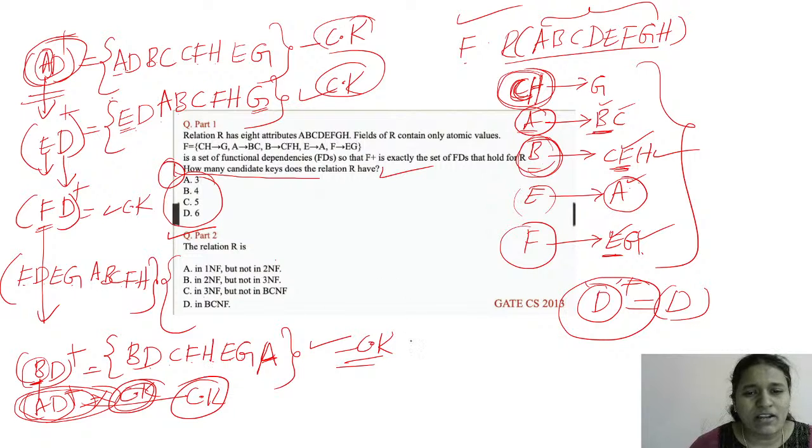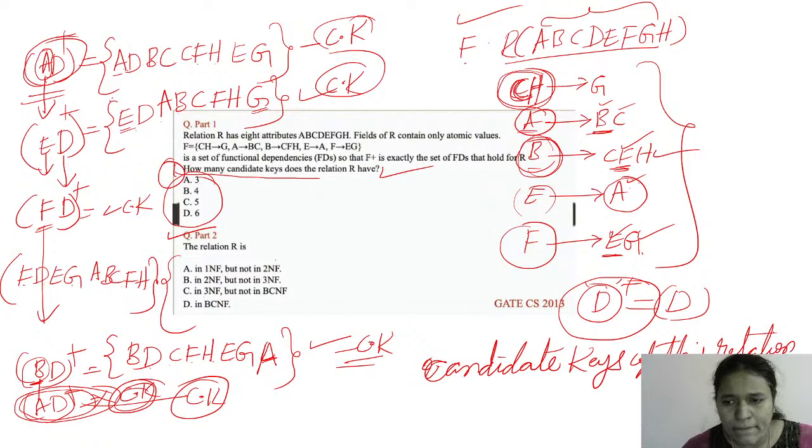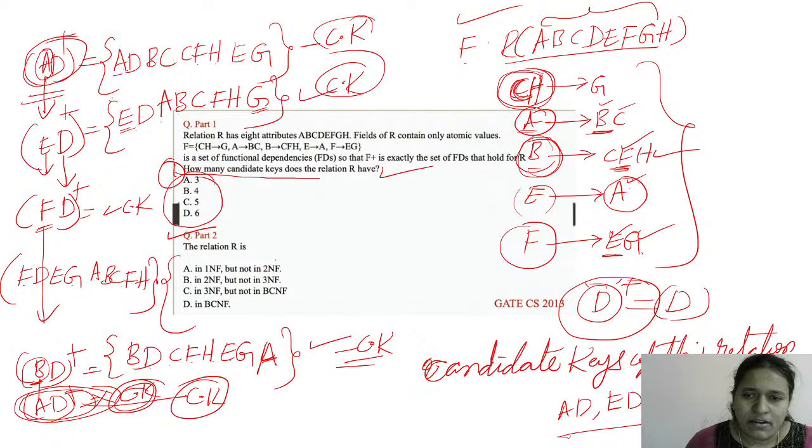That's why, what are the candidate keys of this relation? AD, ED, FD, BD. These are the candidate keys of this relation. Now the answer is B, 4. There are 4 candidate keys for this relation.